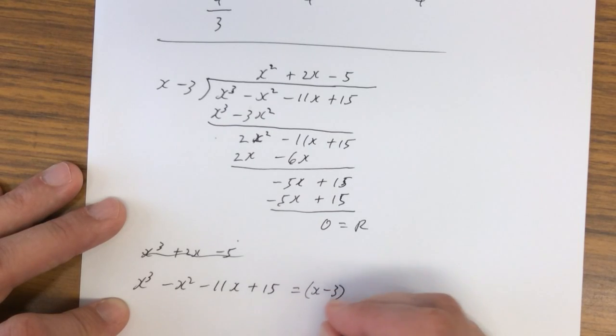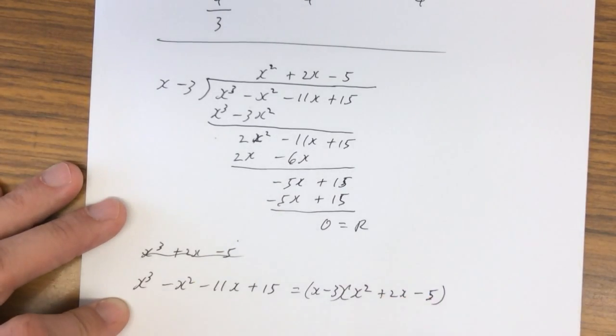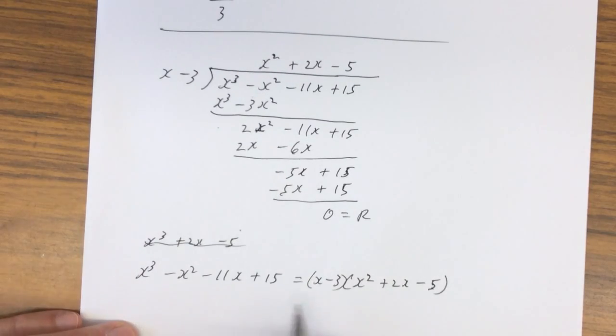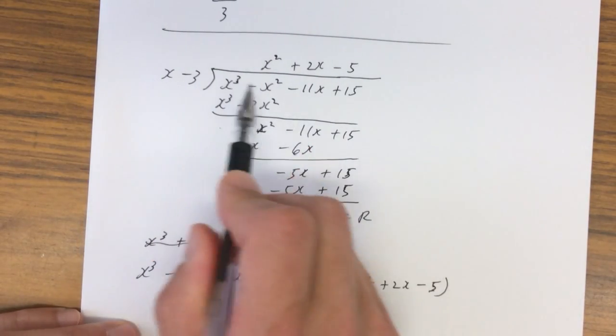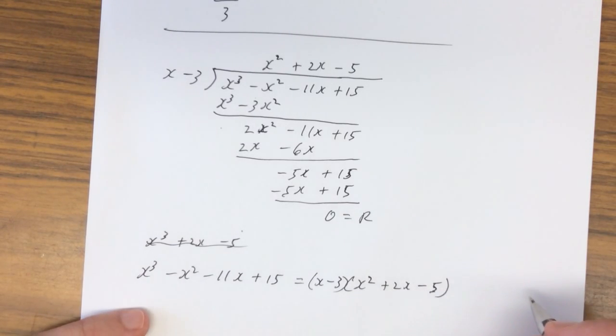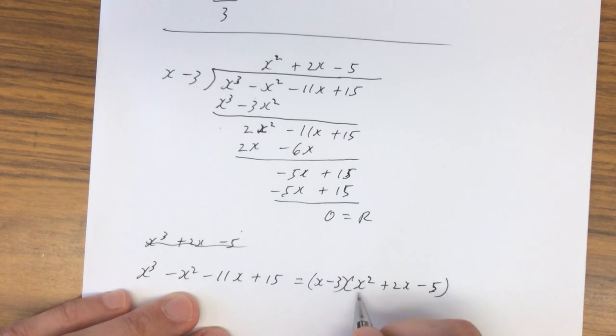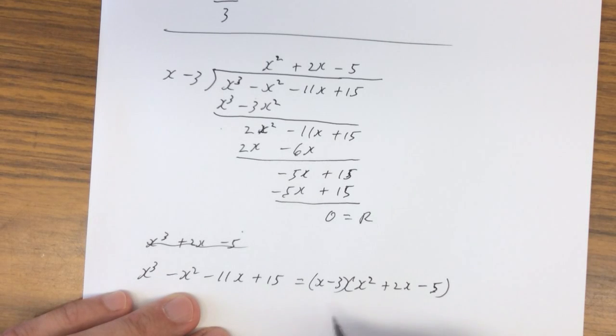X minus 3 times x squared plus 2x minus 5. Okay, so I can write this division statement of this actual division here. And because there's no remainder, I can just put plus 0 here or just leave it. So when you think about factoring, this cubic is now partly factored. If you could factor this quadratic, which you know how to factor quadratics, you can completely factor this and then probably graph it as a function.